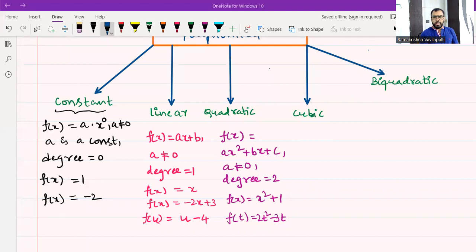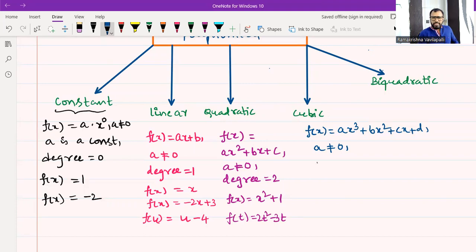What is a cubic polynomial? A cubic polynomial means the degree of the polynomial is 3. So I can write that ax cube plus bx square plus cx plus d. Here you must take care that a is not equal to 0, unless otherwise we say that a, b, c, d are all real constants.